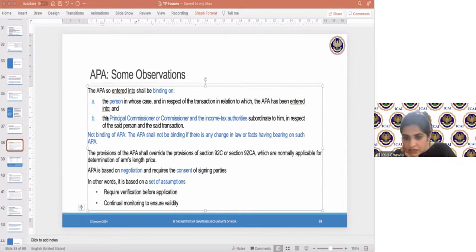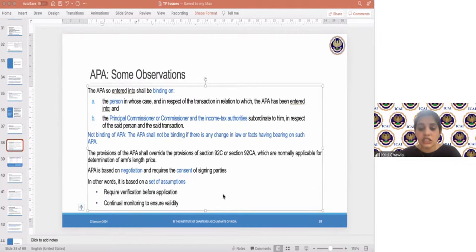APA agreement valid for how many years? As I mentioned, APA agreement is valid for 5 years going forward, and even 4 years backward it is applicable. So APA can be applicable for 9 years, and then you can renew it again for 5 years. So it just depends. There are people who take APA for 2 years, there are people who take APA for 3 years. Maximum you can take it for 5 years, not beyond that, and then you can take it for previous 4 years also. How to apply for APA?